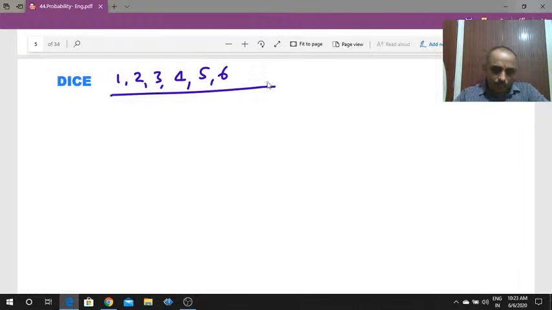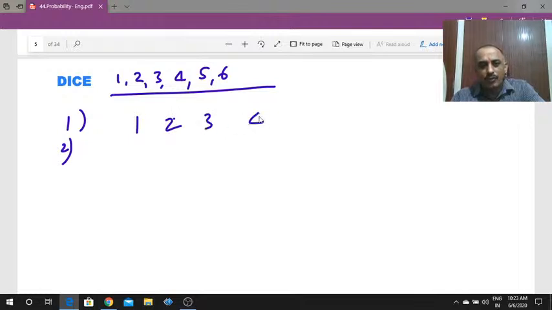Now, dice-based questions. For example, if a person throws a die, what is the probability? You already know the probability formula: probability is equal to the number of favorable events divided by the total number of events. Generally the questions are based on throwing one die or two dice. If a person throws only one die, the outputs may be one dot, two dots, three dots, four dots, five dots, or six dots.